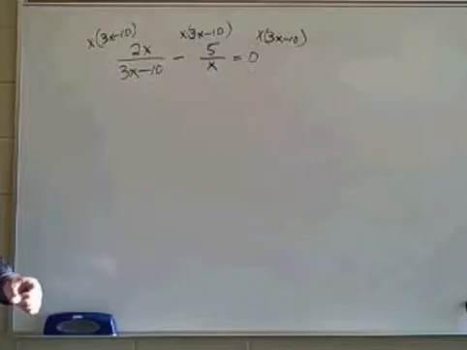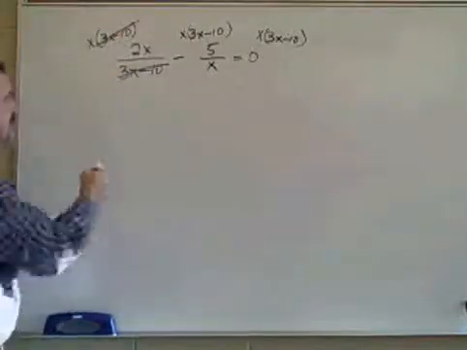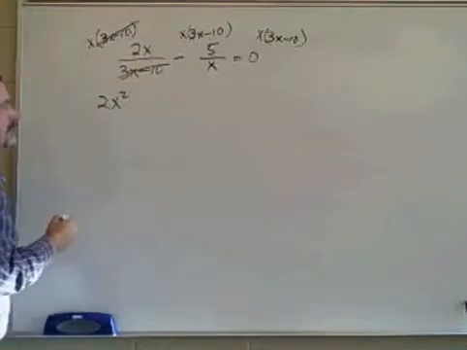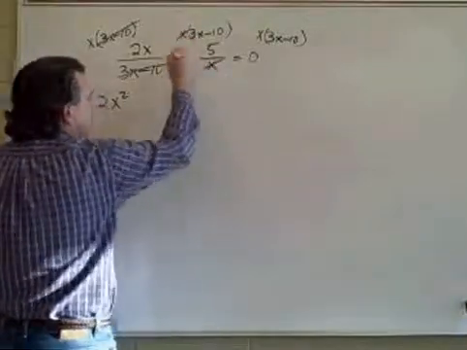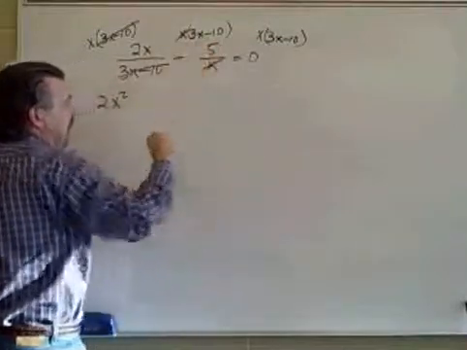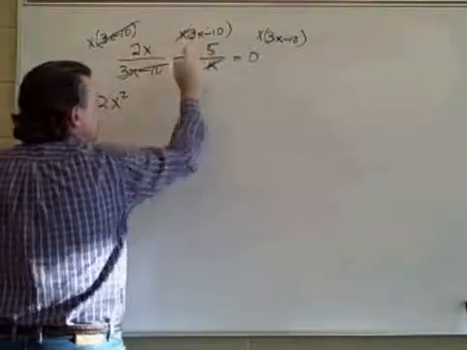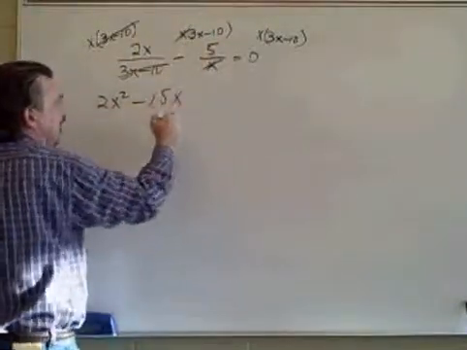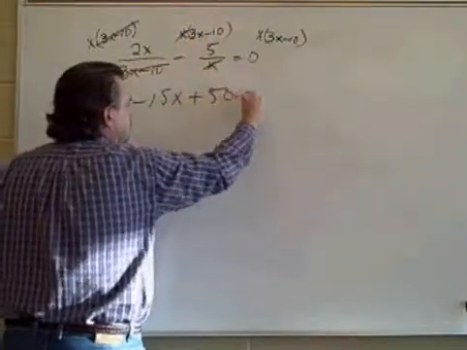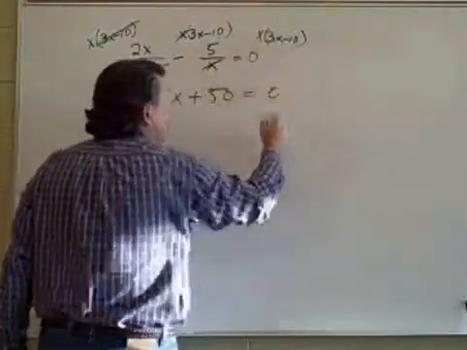Now we can do our canceling. Here, the binomials cancel completely, leaving me x times 2x, which is 2x squared. Here, the x's cancel completely, leaving me minus 5 to be multiplied times both those terms. Here's where we need to be careful. Minus 5 times 3x is minus 15x. Minus 5 times minus 10 is plus 50. Equals, any quantity times 0 is still 0.